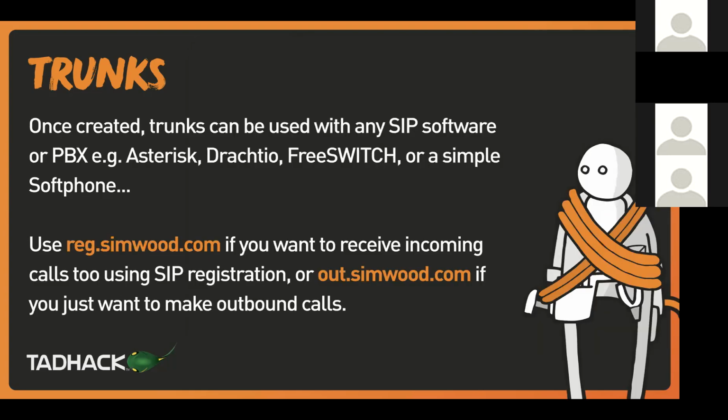Once created, a trunk is just a normal SIP account. You could use it with anything like Asterisk, Tropo, FreeSwitch, or just a soft phone. If you want to receive incoming calls as well, use reg.simwood.com. And if you want to make calls just outbound with no need for inbound, you can use out.simwood.com. Both of these are USA hosts, and you'll be routed to either San Jose or New York, whichever is the closest city to you.